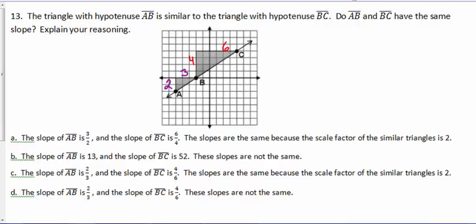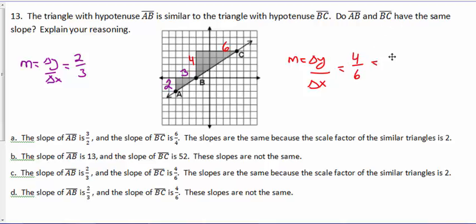All right, so let's look at the purple. The purple's over here. So we're going to look at change in y over change in x, which is 2/3. And then we'll check and compare the red, which would be 4/6. Now we should see that 4/6 simplifies down to 2/3. So therefore, these slopes are the same.